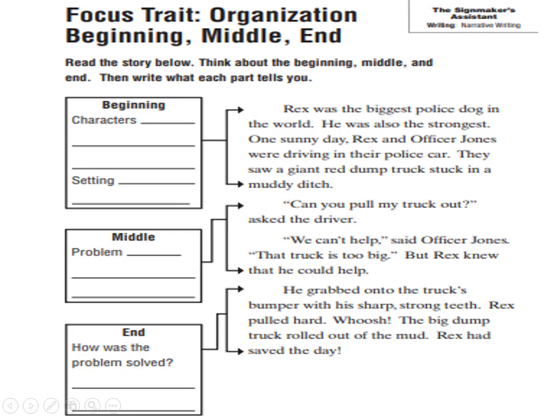Now let's read the story below. Think about the beginning, middle, and end. Then write what each part tells you. As we said before, every part tells us something. Alright, now let's read the story and get into it.